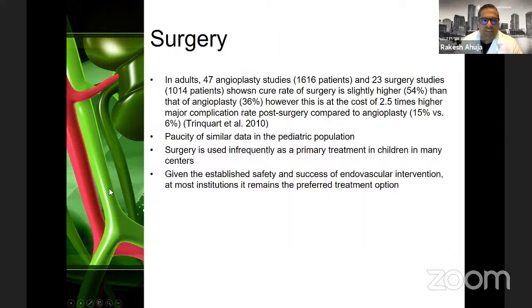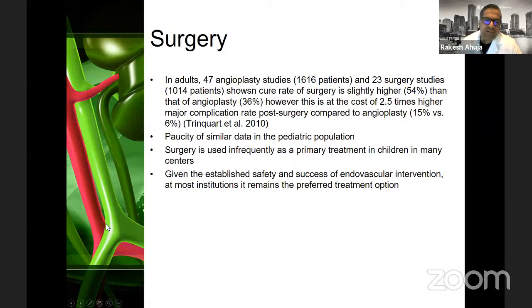As far as the surgery is concerned, there was a huge study which was done, 47 angioplasty studies and 23 surgery studies, which showed the cure rate is slightly higher in surgery than angioplasty, which is 54 versus 36%. However, it comes at its own cost of a 2.5 times higher major complication rate than the intervention itself.